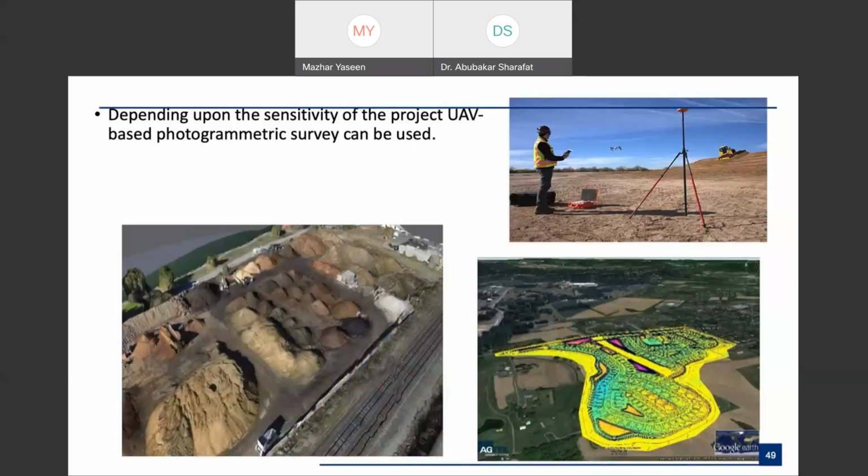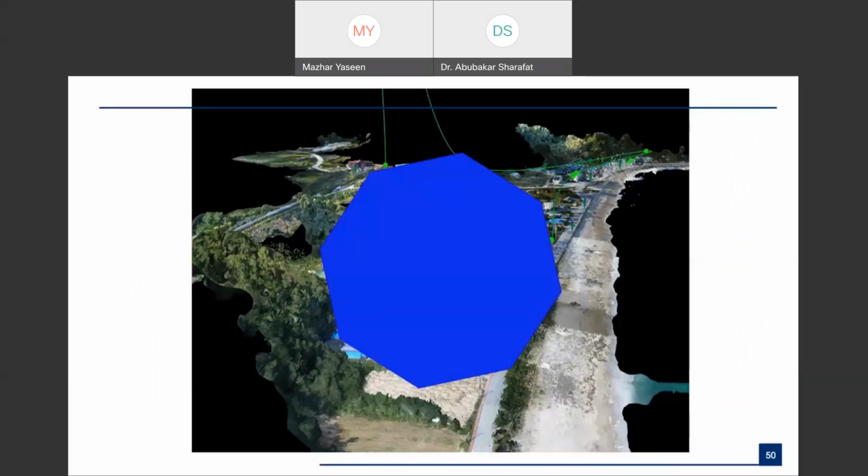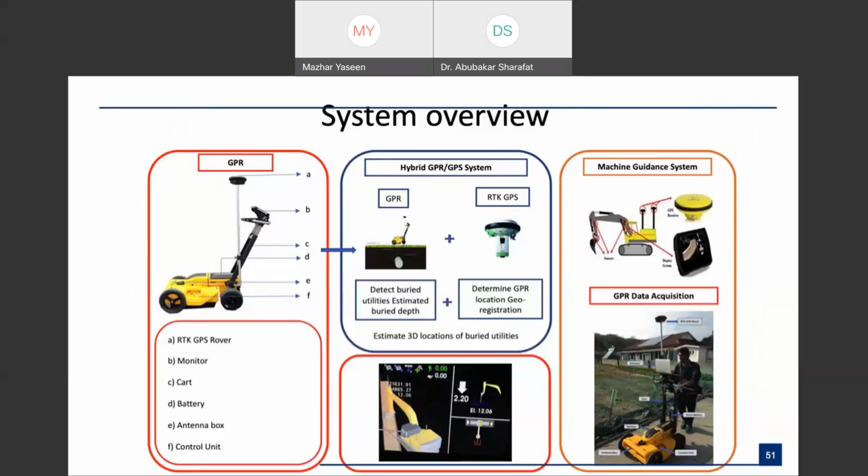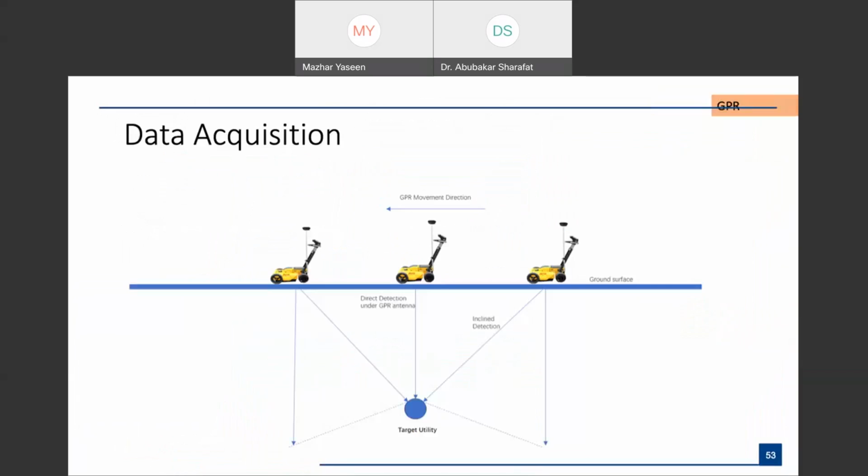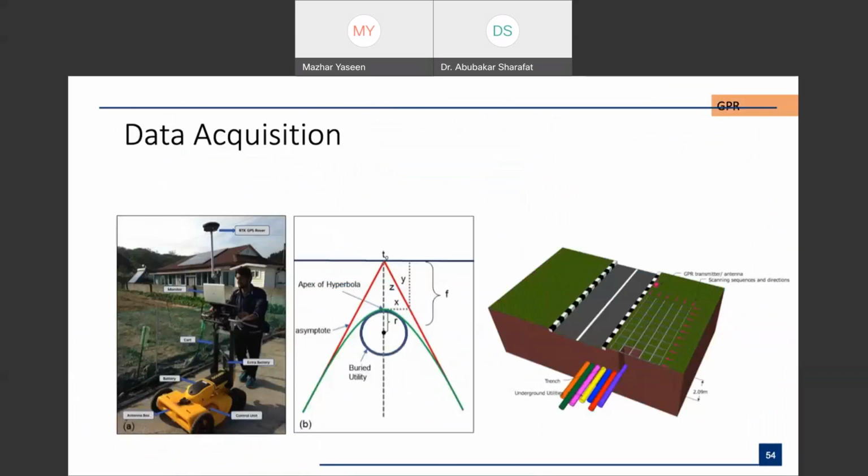Using different types of software, of course, and then there's the UAV. Once the 3D model is developed, this is a system overview. This has more details, but of course you can go through it yourself.